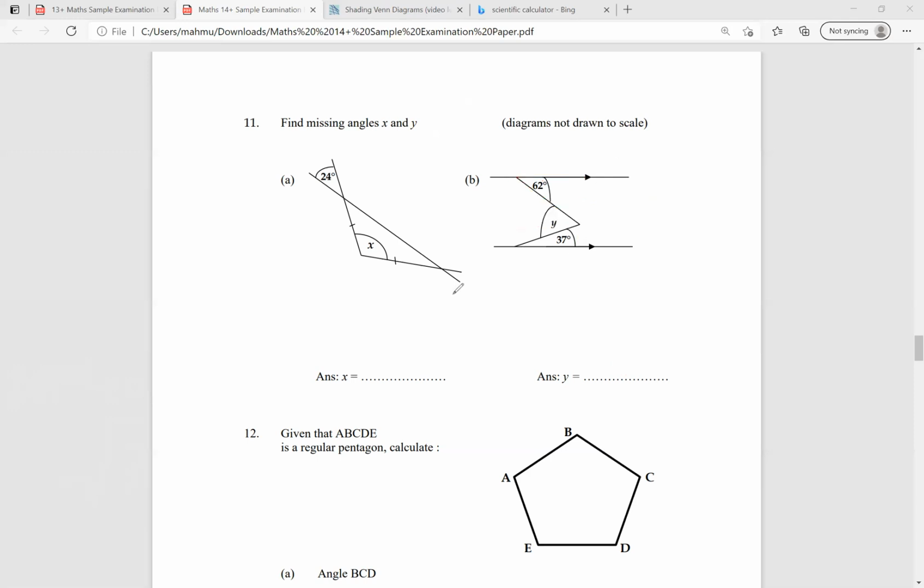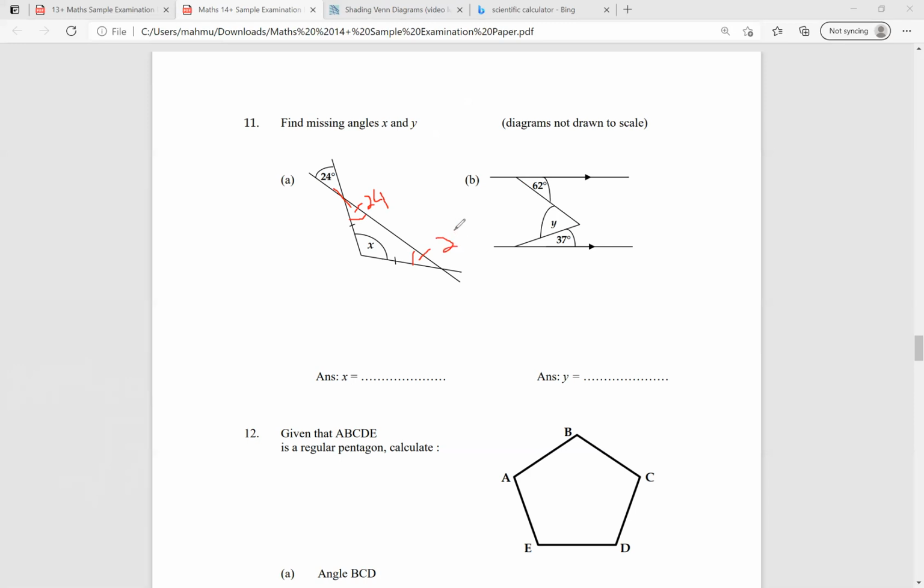Okay, this one, how will you work out this one? X here. So the first thing is, this is also going to be 24, because it's opposite. We looked at opposite, it's 24. If this is 24, they're saying this is a parallelogram. So this side is also 24.